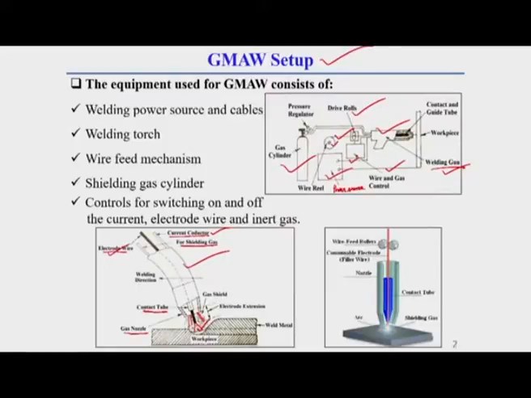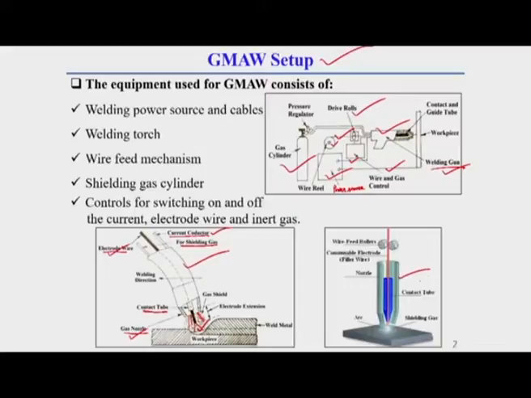So here, the weld pool as well as the arc are protected by shielding gas, which is supplied from the gas cylinder through the nozzle to the weld pool. So this weld pool is protected from atmospheric contamination. Once we see this gun in section, we can get a very clear picture of how it looks.